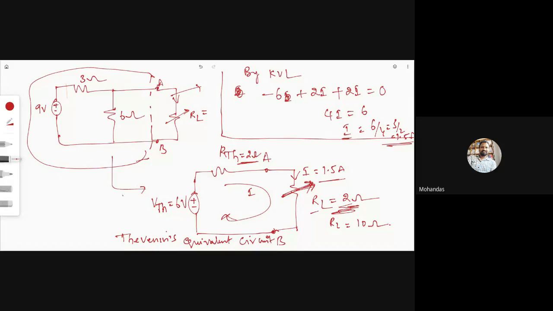Simply, I equal to V by R. Directly also you can calculate I equal to V by R. As these two are connected in series, 6 by R, and series means 12.